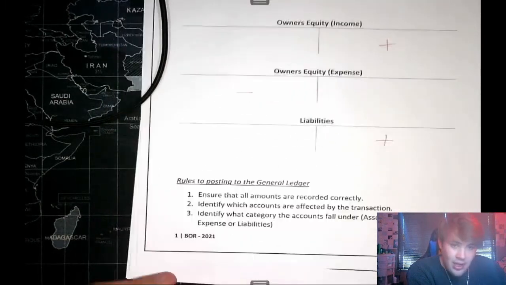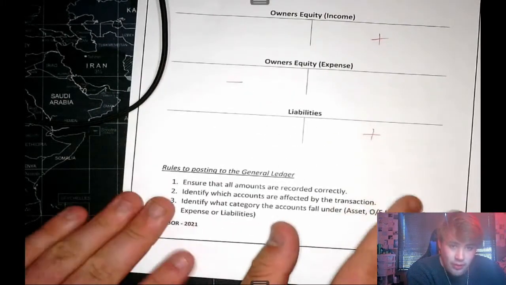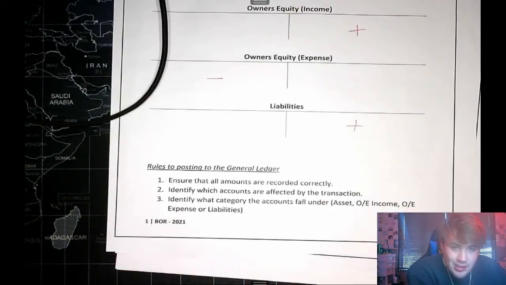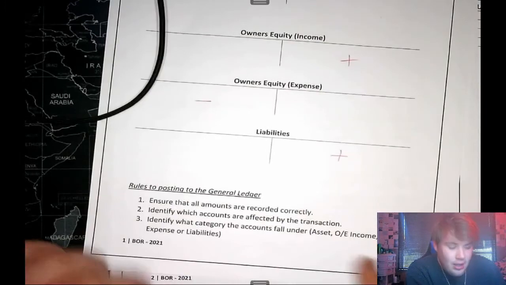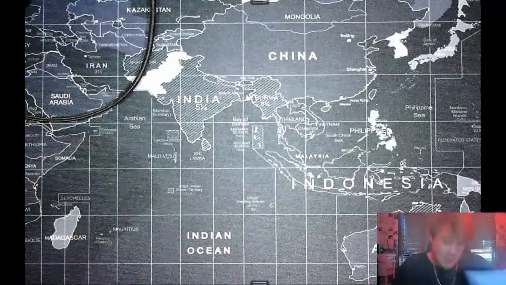Let's just quickly have a look here. This is what I want to be focusing on today: the rules to posting to the general ledger. There are, I think, 6 rules. Yes, there are 6 rules that we need to go through very quickly before we can move on to actually looking at something.